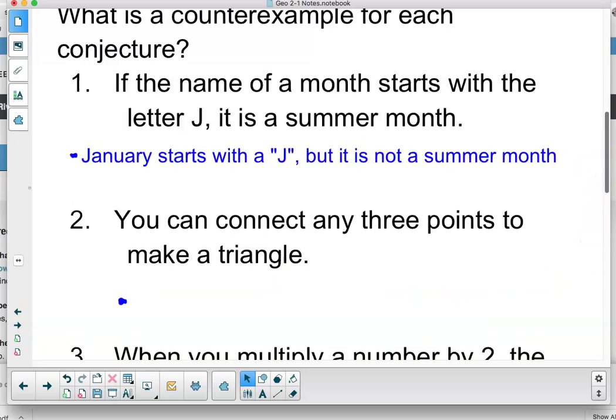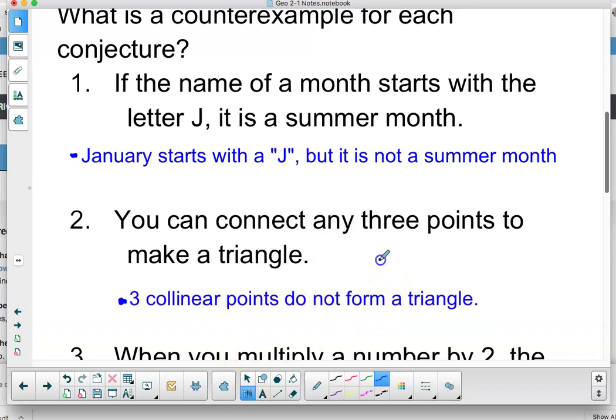The next conjecture that we're looking for a counterexample on: you could connect any 3 points to make a triangle. Now, I've got people putting dots on their paper right now. Yep, I can put 3 dots on the paper, I can connect the lines, I can make a triangle. What if the points were, I don't know, collinear? If these 3 points are on the same line, they can't make a triangle. It's 3 points that aren't in line that can make a triangle. So we have to fix our conjecture.